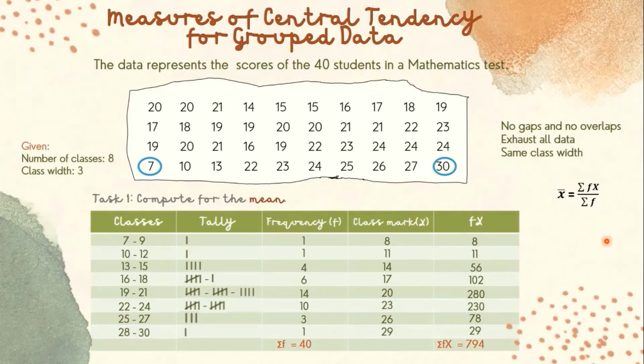Now, going back to the formula for the mean, what we need is the sum of the product of the frequency and the class mark, and the total frequency. Substituting the values, 794 and 40. 794 divided by 40 is equal to 19.85 rounded off to the nearest hundredths. Therefore, ito na yung ating mean for this set of data.